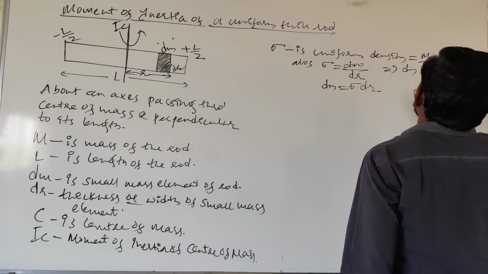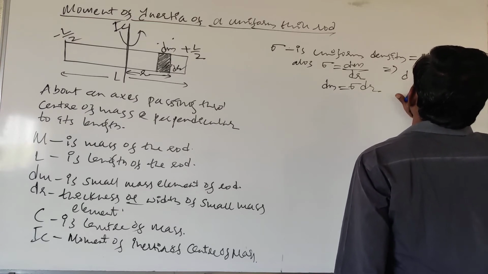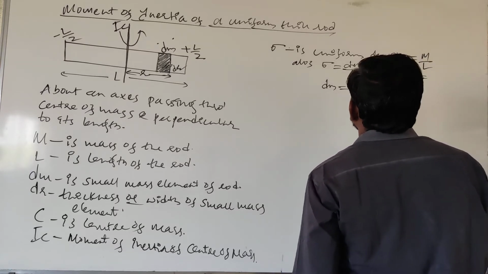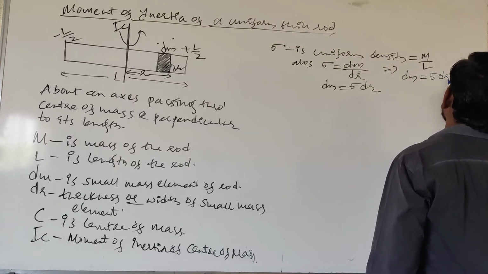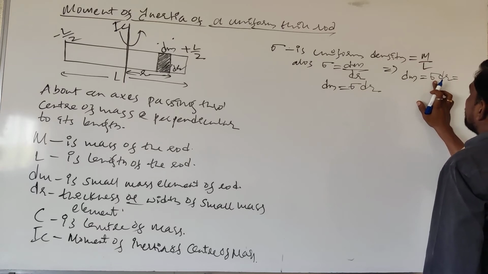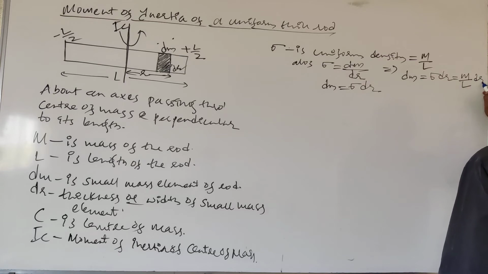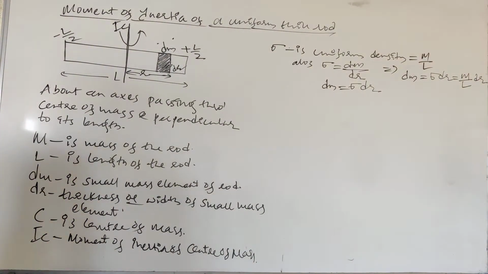dm is equal to sigma into dr, right? So can we put sigma is equal to m by L? dm is equal to m by L dr, right?